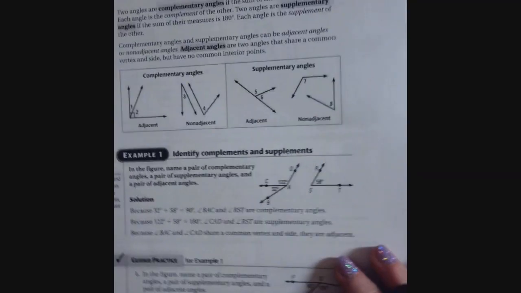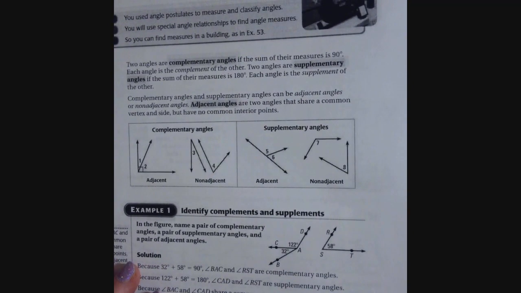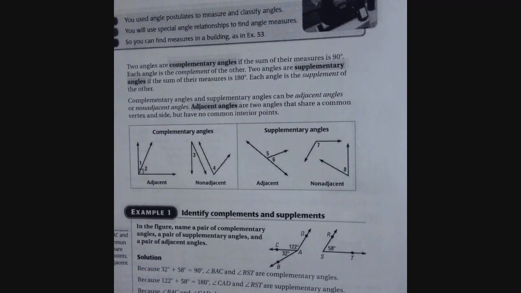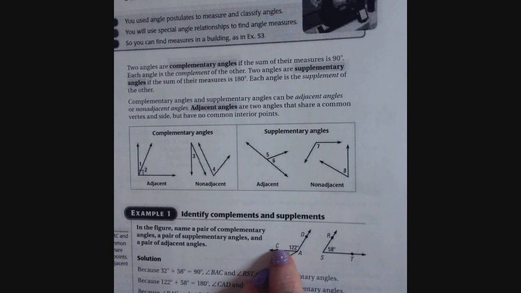So we're going to start with the first example. In the figure, name a pair of complementary angles, a pair of supplementary angles, and a pair of adjacent angles. So you don't have to start in order, but when you do your work, you definitely want to have it in order. So the easiest thing is the adjacent angles. So the adjacent angles would be these angles. So adjacent angles would be CAB and DAC, because they're right next to each other. So that is an example of a pair of adjacent angles.